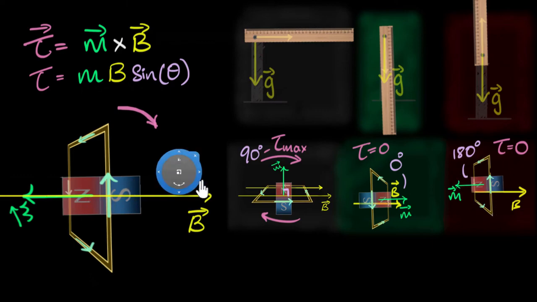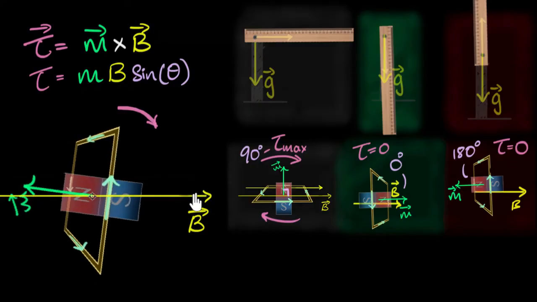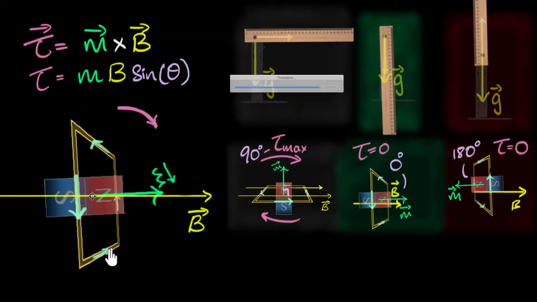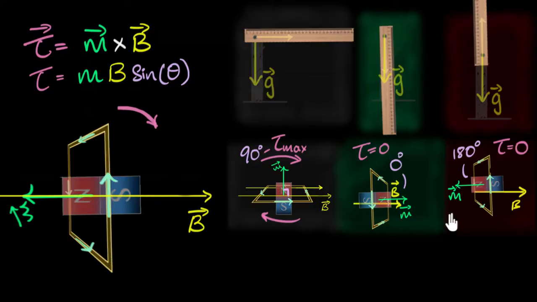Meaning, if we were to disturb this even a little bit, then the torque will put it in this position, the stable position. So the big difference is, even though the torque is 0 in both these cases and they are in equilibrium, this is an unstable equilibrium and this is a stable equilibrium.